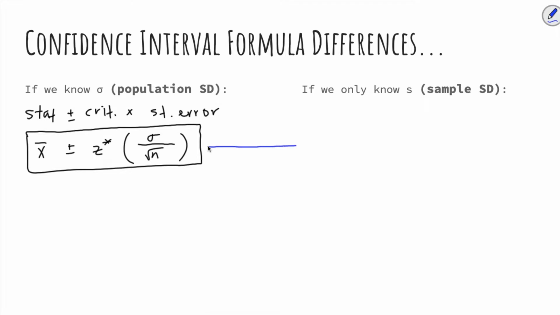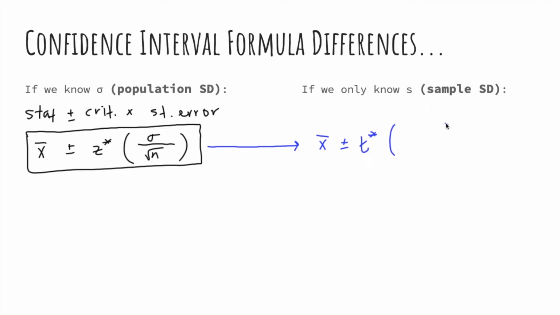So let's look at how that would change if I only know a sample standard deviation. I know there's a lot more variability, and I need to account for that. So I'm still going to start with my statistic, my x bar. That doesn't need to change. But now, instead of a z star, I'm going to use a t star, because I'm using the t distribution.